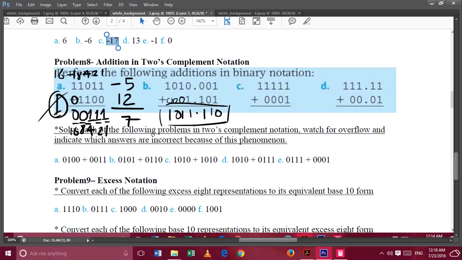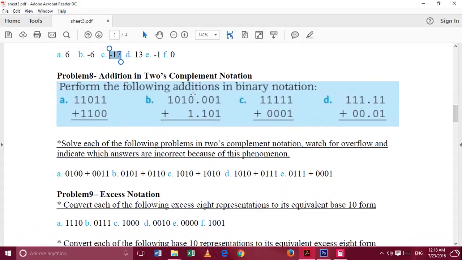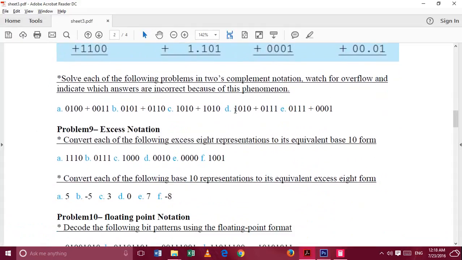Okay. So let's go to how you do addition in 2's complement. Let's go to the following question. Now the following question is about overflow, right? It's asking you to do the addition and say if an error occurred or not.